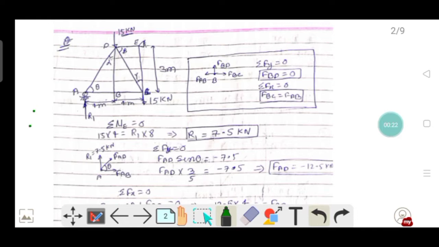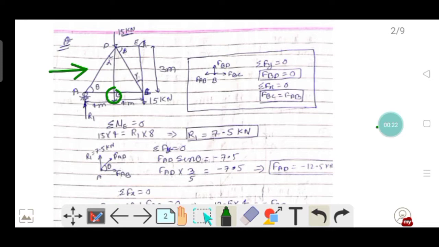So let's start our discussion from the very first question, that is question number 1. Actually, question number 1, question number 2 and question number 3 contain the same figure, this figure. So the real question is question number 3. In question number 3 you have to calculate the deflection at point B.